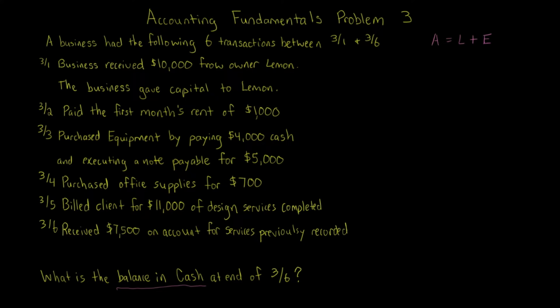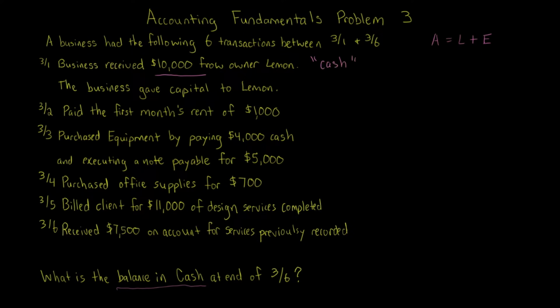March 1st is the first transaction. Business received $10,000 from owner Lemon. The business gave capital to Lemon. All right. When you're thinking about this, first thing, remember, we're solving for cash. So ask, are there any inflows of cash here or any outflows? Well, one thing to note is it just says business received $10,000. And the question does not use the word cash.